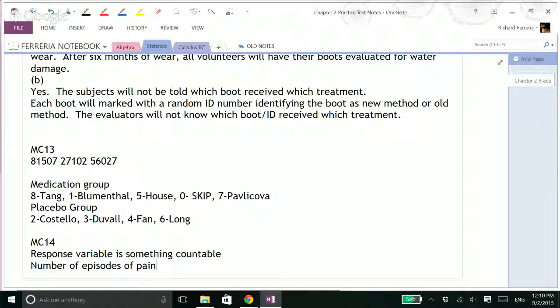Because you got to remember, at the end of this experiment, you're going to compute an average, or you're going to compute a percentage. You're going to compute something. So you're going to need a number for that. So when asked for a response, it's solely asking for the response variable.